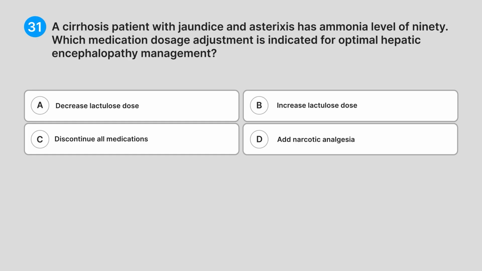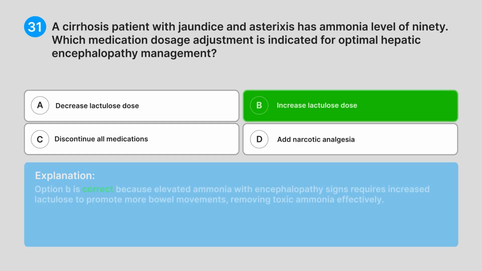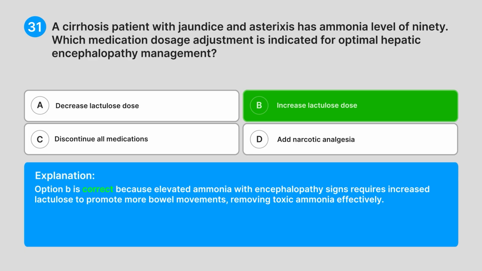Correct answer. B. Increase lactulose dose. Explanation. Option B is correct because elevated ammonia with encephalopathy signs requires increased lactulose to promote more bowel movements, removing toxic ammonia effectively.